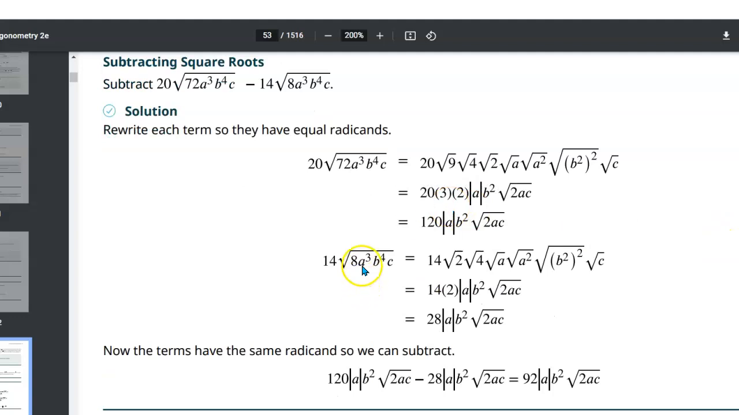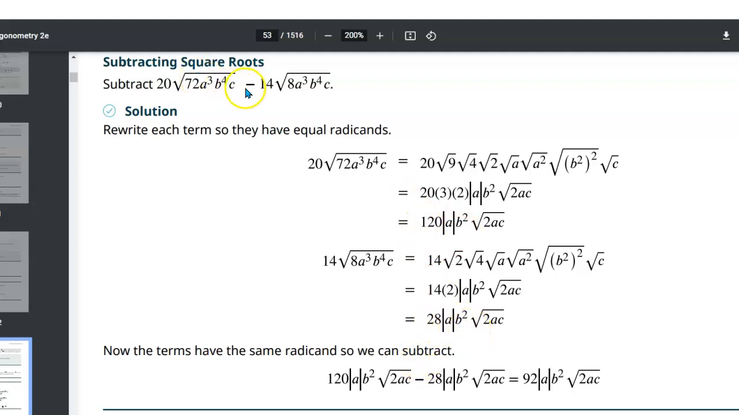Now this one down here, do it the analogous way. That 14 is inherited. The only thing that really comes out, we can chunk it up. That radical 4 is a straight up 2. 2 times 14 is 28. You'll get the same like term. You'll get 120 x times the radical, and you'll get 28 x times the radical.